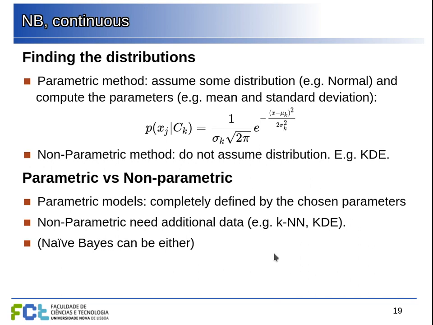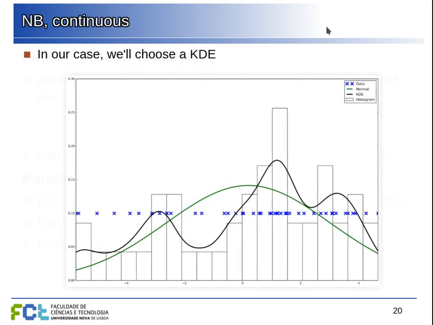With a naive Bayes classifier, you can have either a parametric or non-parametric model depending on how you compute those probability distributions. If you use a parametric method to compute the distributions, you can just store all of these parameters in your classifier. This is a parametric model. If you use, for example, kernel density estimation, then you need to keep the data and you don't have everything defined by the parameters. So let's do this with kernel density estimation.